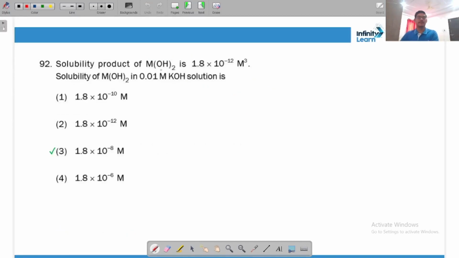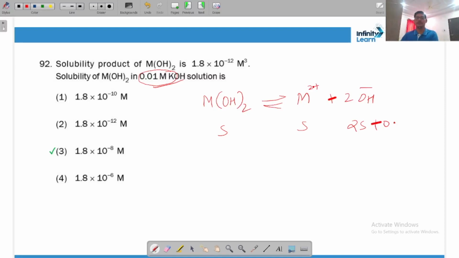Solubility product of this hydroxide is given and solubility is asked. So again, this is an application of common ion effect. Here what we do, guys, alright, let us suppose the solubility is S, so metal ion concentration will be S, hydroxide will be 2S. But because we are talking about solubility in this solvent, which already has 0.01 molar hydroxide, this will be added: 0.01 molar hydroxide. Now let us write the expression for solubility product, which is the concentration of metal S and the concentration of hydroxide squared. It will be S times (2S plus 0.01) squared, and which is given to be 1.8 into 10 to the minus 12.